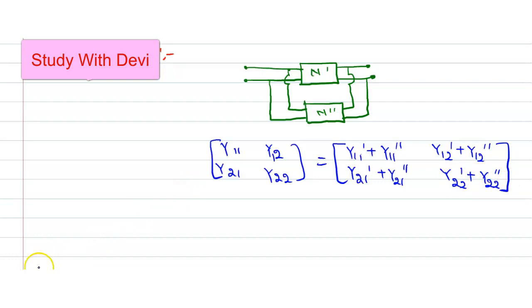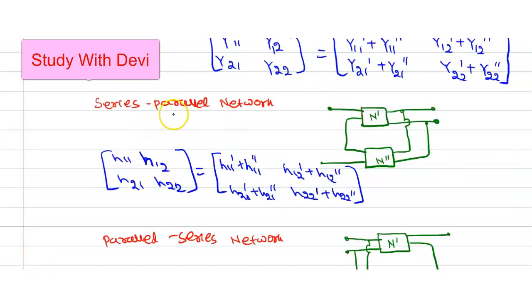Another is the series parallel network. In series parallel network, it is a combination of hybrid parameters, and in parallel series, it is a combination of inverse hybrid parameters. Now see series parallel connection. Here the input side is series connection and the output side is parallel connection. In this network, our hybrid parameters are there: H11, H12, H21, H22. See how we can find H11 equal to H11 dash plus H11 double dash. Similarly, H22 dash plus H22 double dash. All parameters we will find in this way.